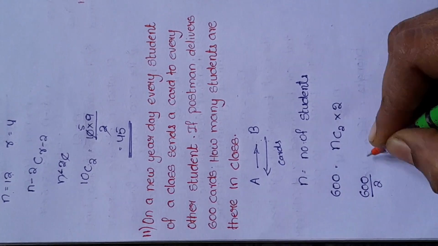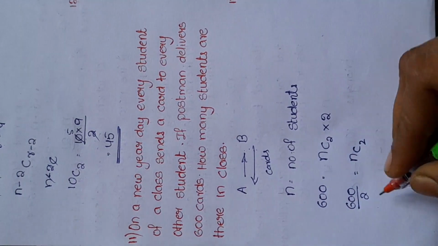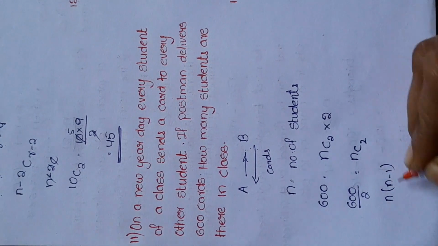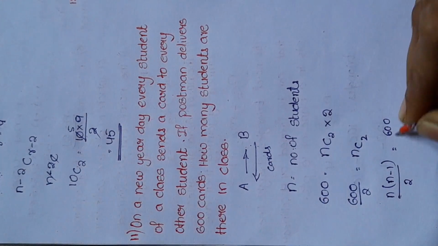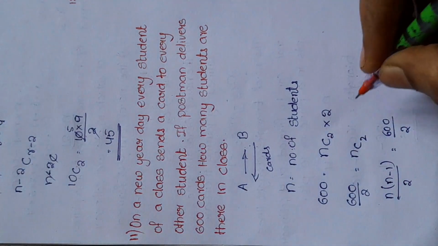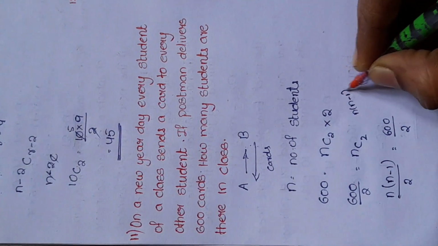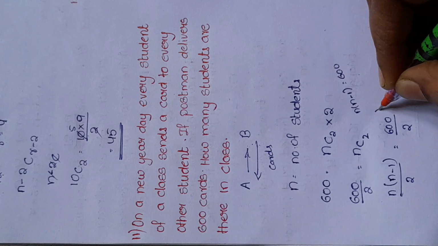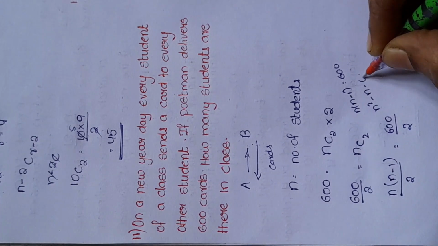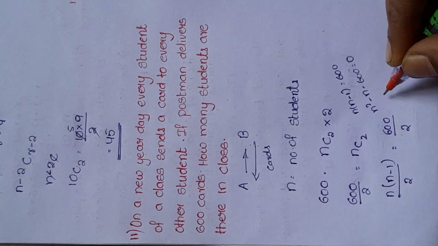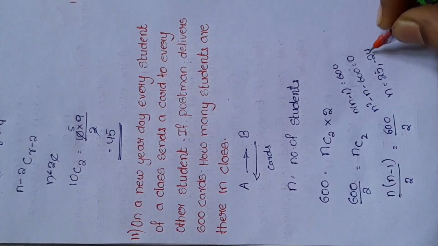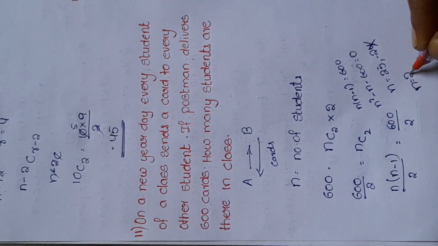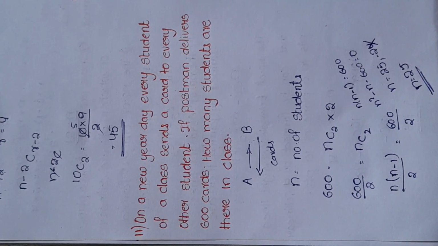600 by 2 is equal to nC2. n into (n minus 1) by 2 is equal to 600 by 2. From this we get n into (n minus 1) is equal to 600. n square minus n minus 600 is equal to 0. On calculating we get n is equal to 25 and minus 24. Negative is not possible, so n value is 25. That is, the number of students is 25.